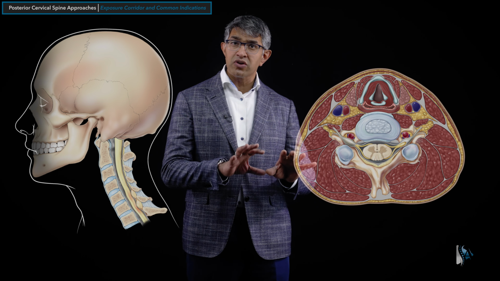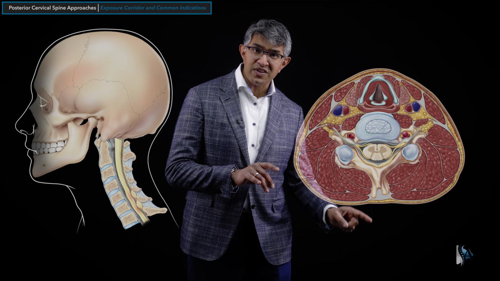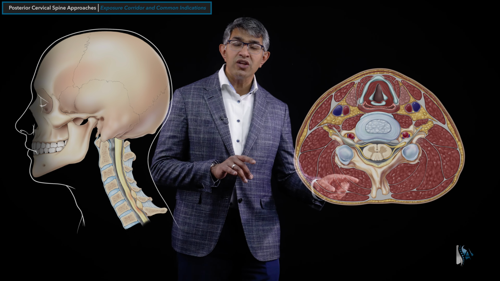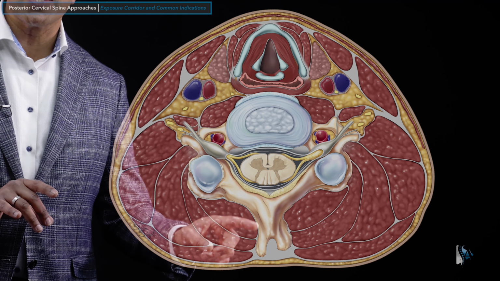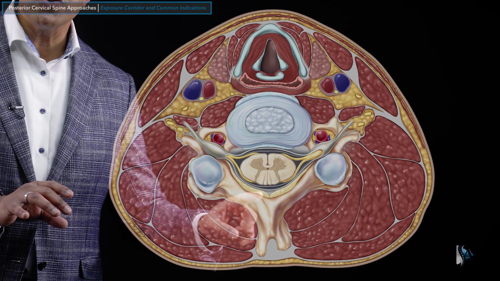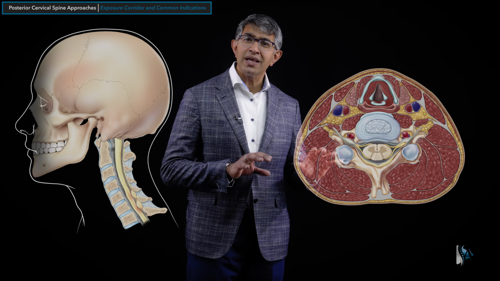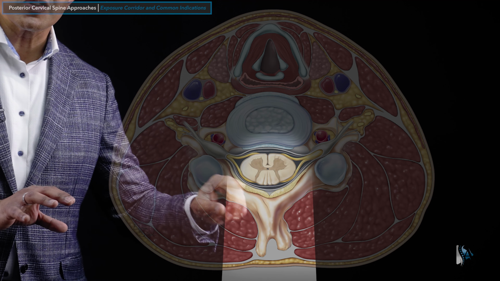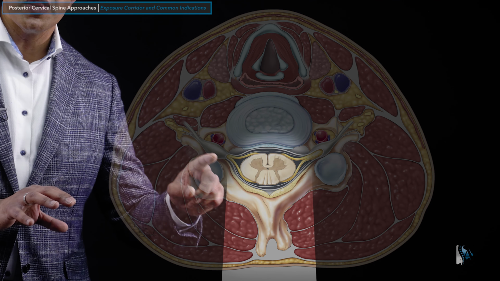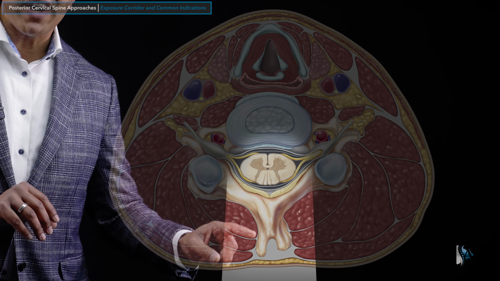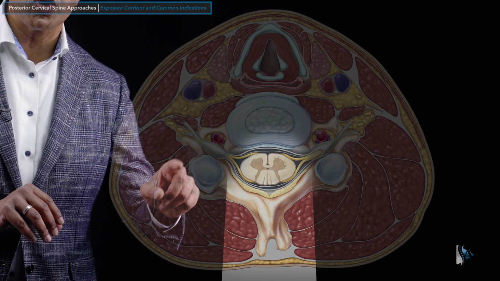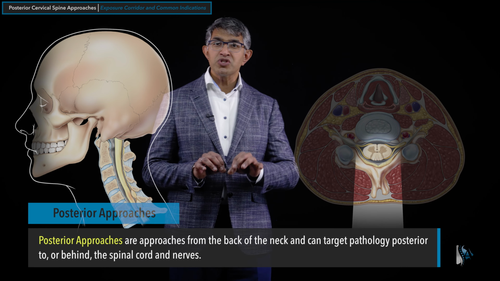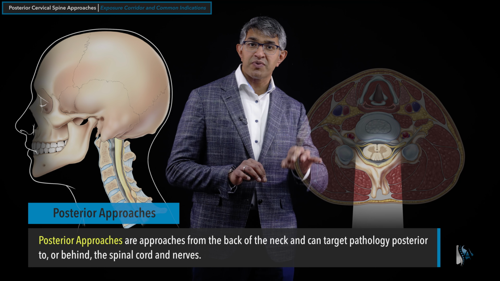For the posterior approach, these are approaches to the spine that start in the back. So that means you're coming at it from this direction. When you do that, you are generally exposing the spinous process and the lamina and some of these structures, and it gives you access to this area here. So that might look a little bit like this. You can see the target area of interest is really the back of the spinal cord, so that's this portion here, the back of the spinal nerves on both sides. But you have access to the spinous process, the lamina, some of the joints out here, and the back of the nerves as well. So posterior approaches are approaches from the back or from the posterior aspect of the neck.